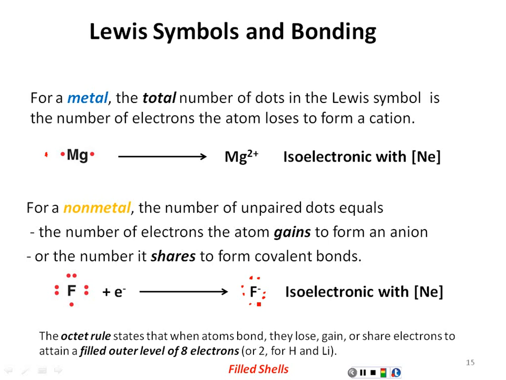So the octet rule states that when atoms bond, they lose, gain, or share electrons to attain a filled outer level of 8 electrons. Or in the case of hydrogen and lithium, 2 would fill their shells. So we're always trying to get filled shells.